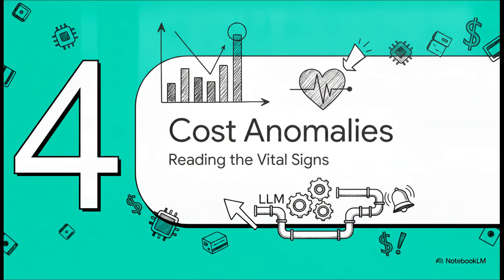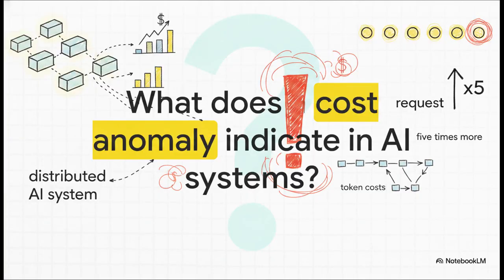Which brings us to Section 4, detecting pipeline cost anomalies. Time to read the vital signs. So, step 1 here is establishing a baseline cost per request distribution, and then setting up automated alerts for when requests significantly exceed it. But I want you to consider this. What does a cost anomaly actually indicate in a distributed AI system? When that alert fires, why did that one specific request suddenly cost 5 times more than average?